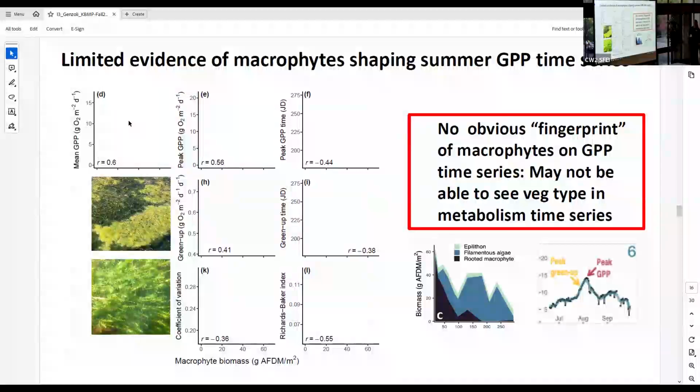So overall, we found generally limited evidence that the macrophytes were shaping the summertime series in the gross primary production.